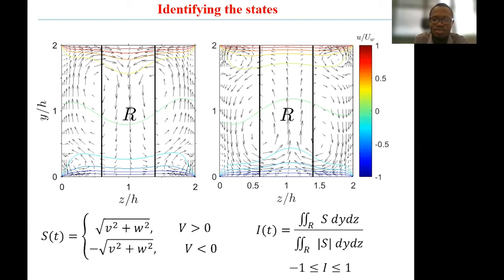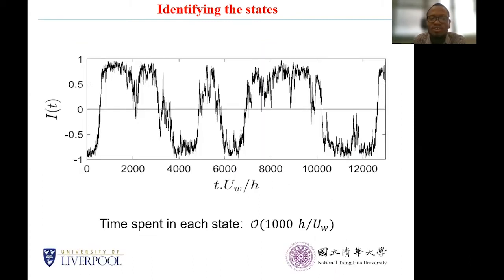And if we look at the evolution of the indicator function with time, we see the pattern shown on your slide. So clearly we can see the switching of the flow between these two states. And if we look closely, we observe that the time spent in each state is of the order of 1,000 time units.